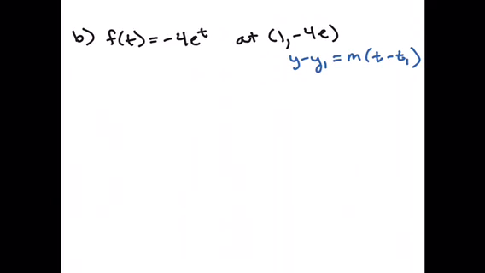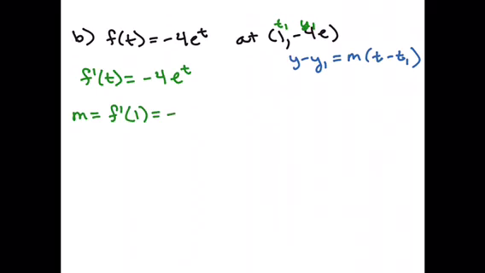Okay, here's another example. In this case, our variable is t, so I've written the equation of the line in terms of y and t instead. So our point here is actually t1, y1. And we need to find the slope by finding the derivative. So we take the derivative of -4e to the t. Well, -4 stays out front, and the derivative of e to the t is e to the t. So our slope then is our derivative evaluated at 1, so we get -4e.